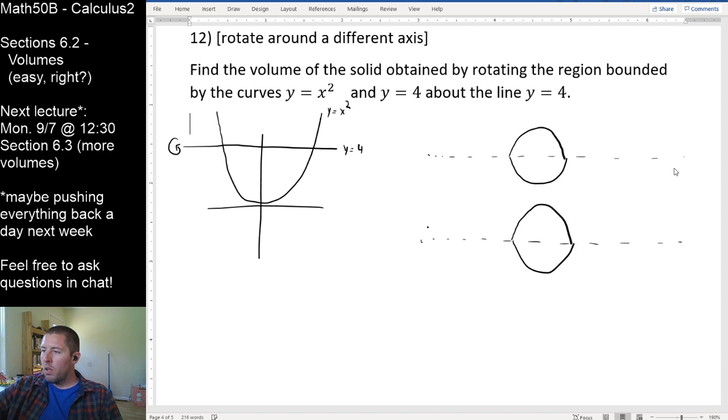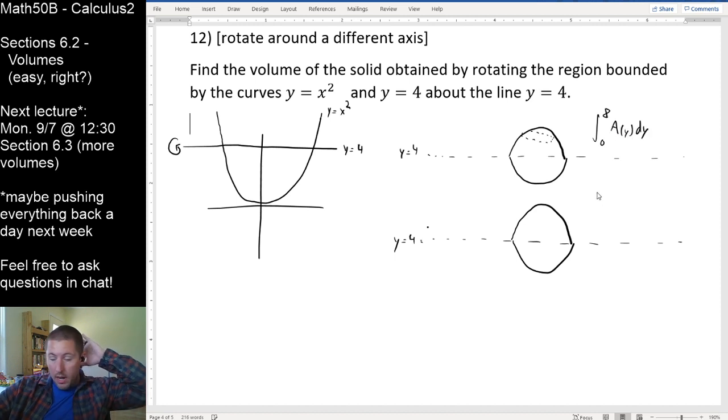This is my y equals 4 line. This is my y equals 4 line. I'm trying to draw my 3D pictures right now. But what's occurring to me is it seems like I could either set myself up to do some integral from 0 to 8 of A(y) dy, because my y values here are going to go from y equals 0 to y equals 8, and I could add up cross-sectional circles from top to bottom.